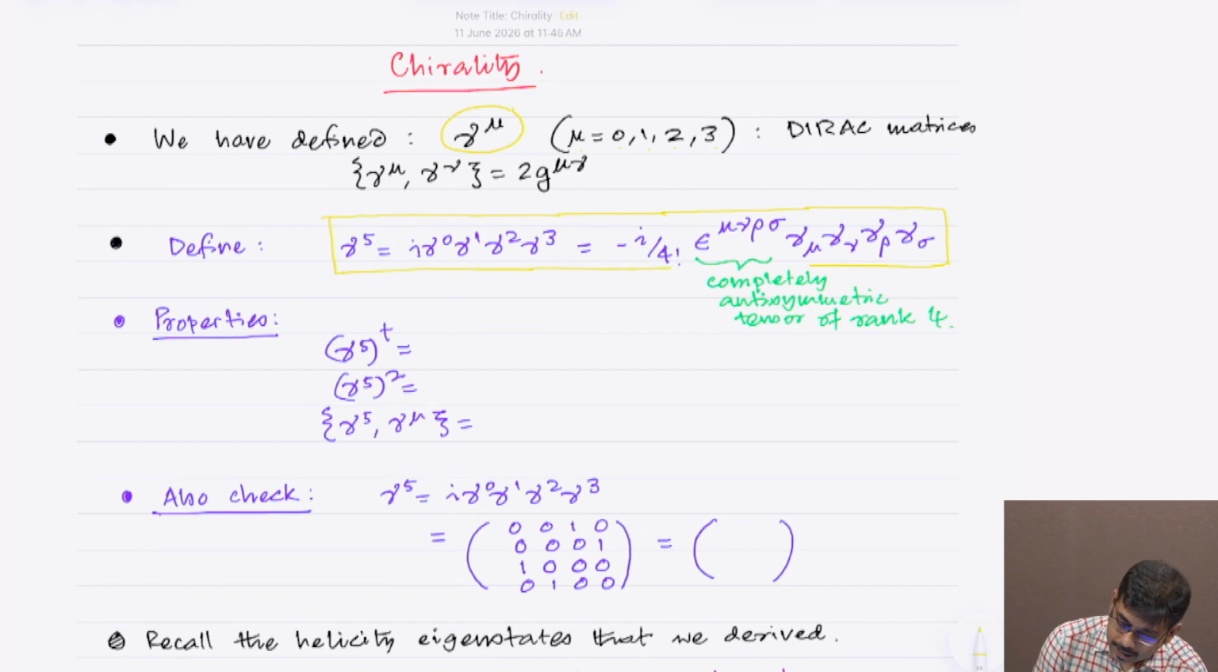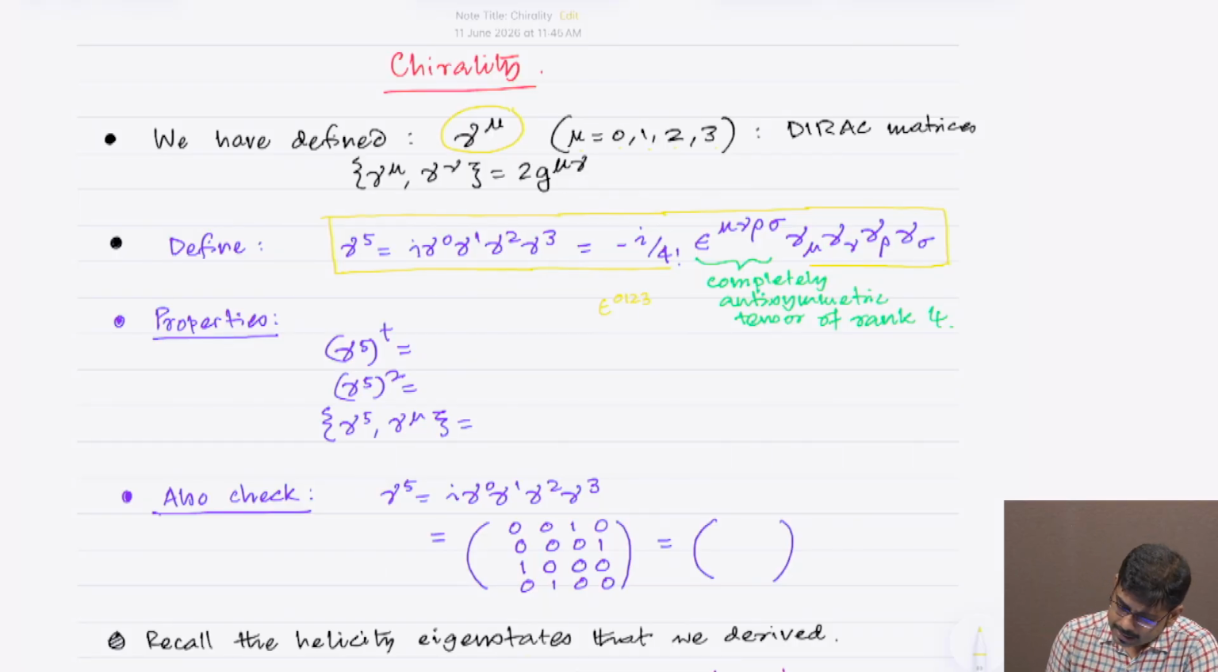That basically means that, for example, epsilon 0, 1, 2, 3, and cyclic permutations of 0, 1, 2, 3, are going to give you 1, and anything which is non-cyclic is going to give you minus 1, and any indices which are repeated will give you 0. These are the properties of antisymmetric tensors. For example, epsilon 1, 1, 1, 1 is equal to 0, and so on and so forth.